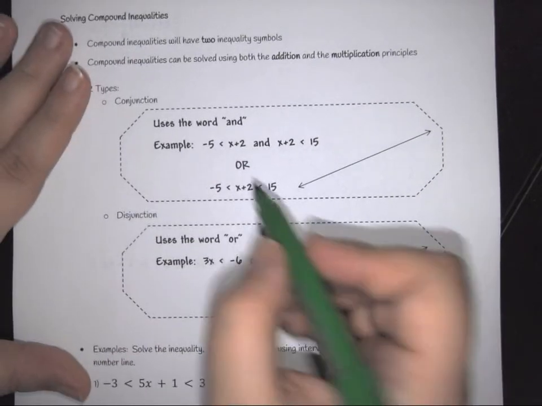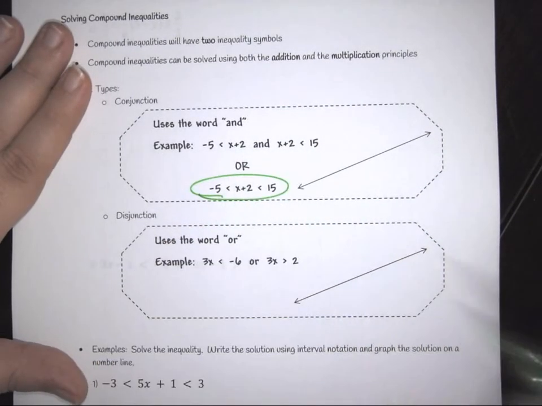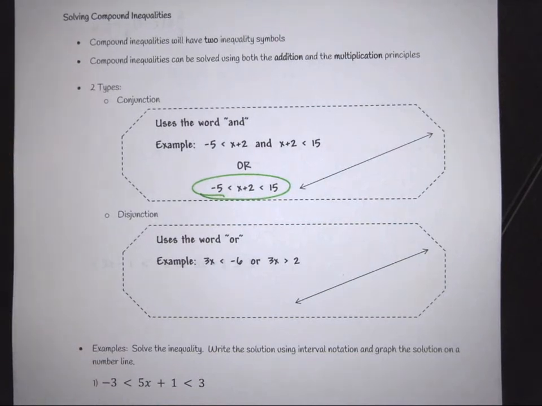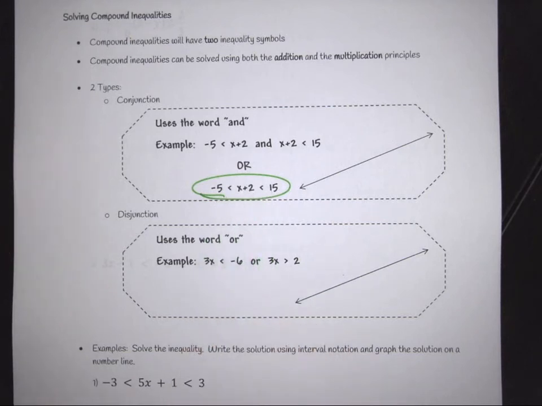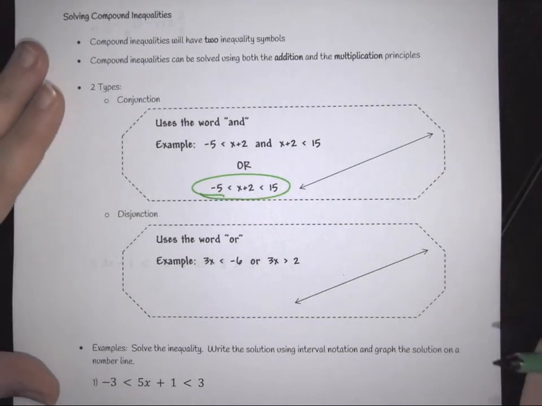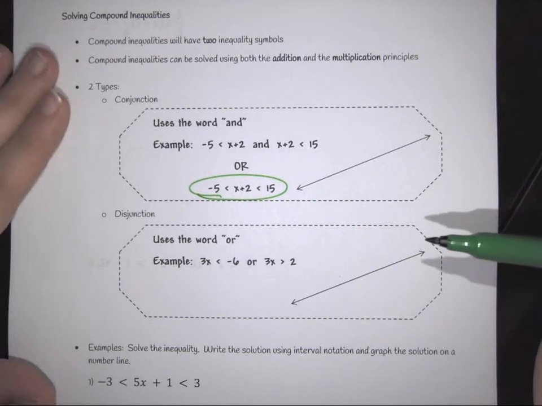The more common way to see it is like this way here, where you have your commonality term, x plus 2, in the middle, and you have what are called boundary terms on either side. And notice in this case your inequality signs face the same direction. Okay. Now we've got a couple ways that we can look at this.